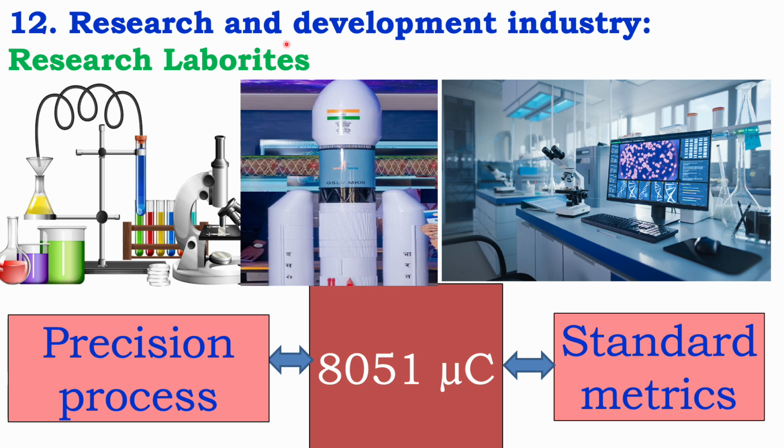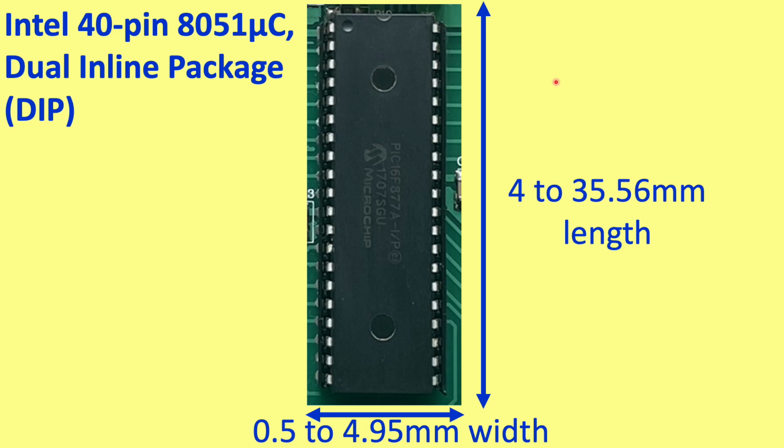Now dear students, to remember all these applications, a simplified way is given. You have to remember the IC picture in your mind. This is the IC picture. See how simple the IC is; it is very small in size. What is the length? It is very simple, 4 to 35 mm, a very small size, but it has many applications, almost all the applications we have seen in society. What is the width? It is 0.5 to 4.5 mm, a small IC. A small IC is a microcontroller.